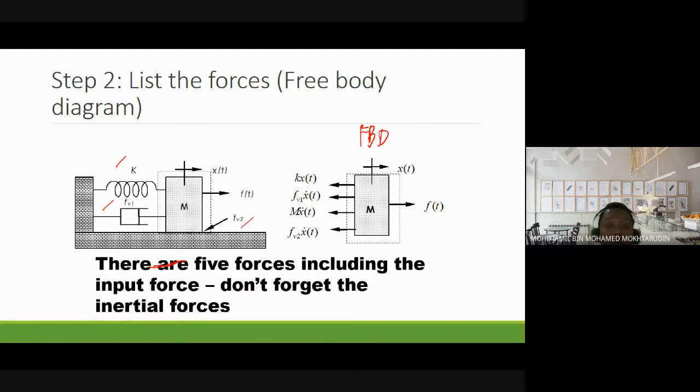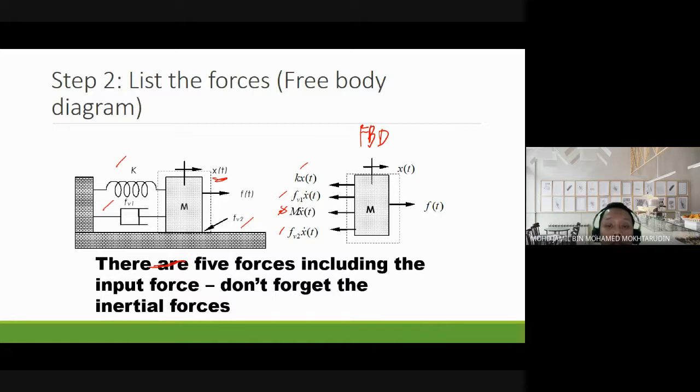These three forces act in such a way that they resist the motion of the box M. We assume that the position of the box, X, is directed forward. So the forces from the spring, damper, and friction will try to pull the box back to its original position. They act backward, and that's why we have Kx, Fv1 x dot, and Fv2 x dot, all acting backward.